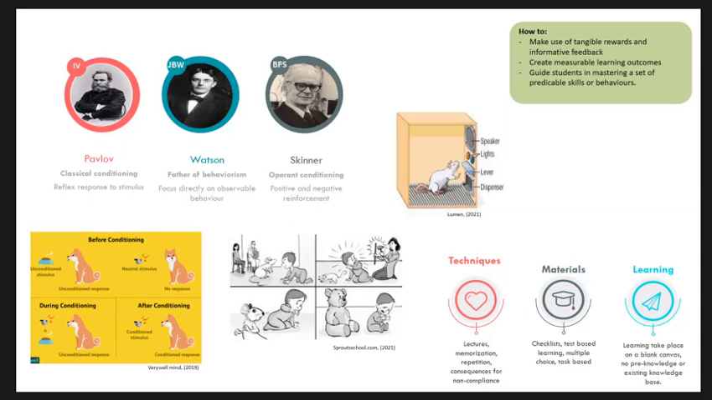So the how-to: you make use of rewards and informative feedback, and create goals and outcomes that you expect the child to master, and this will help the child to understand what the skills and behaviors are that are required to meet their goals. The techniques used are usually lectures, memorization and repetition, and then punishment or consequences for not complying with expectations. Materials you'd see are checklists, test-based learning, so it's very true or false, multiple choice, and then task-based. So it's really about getting it right or wrong. There's really no in between.